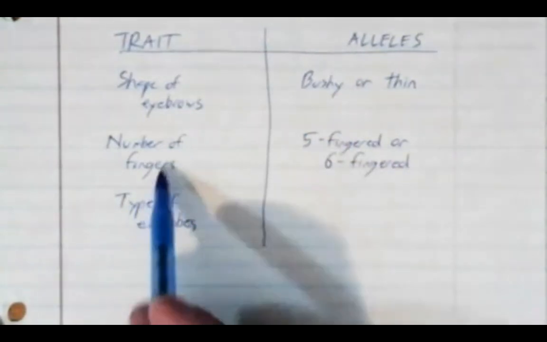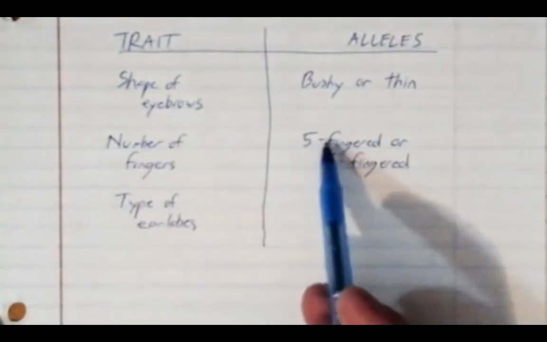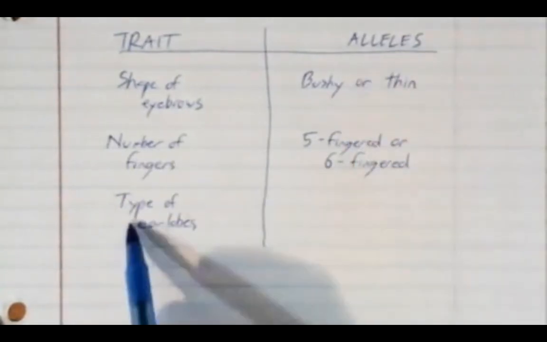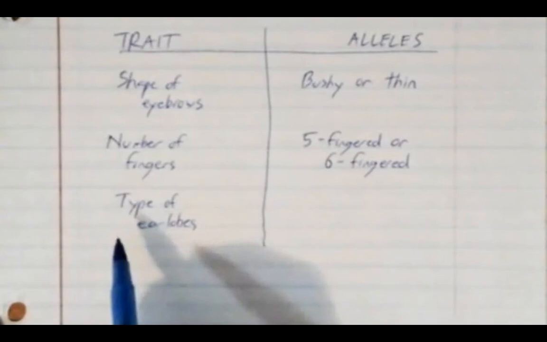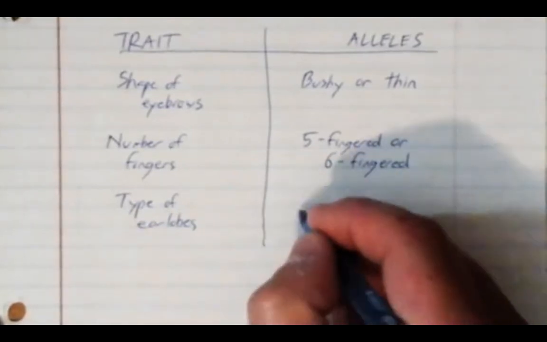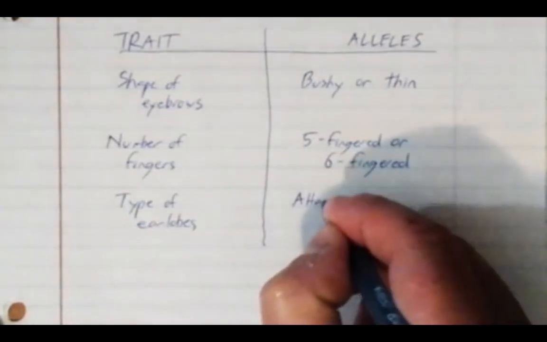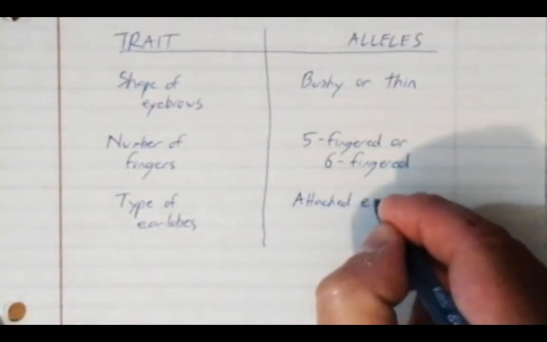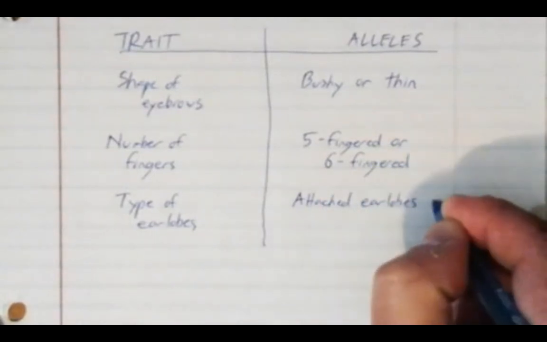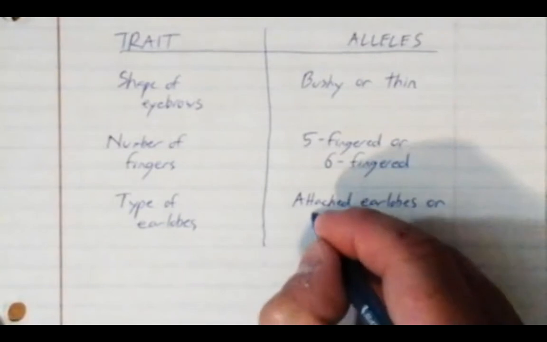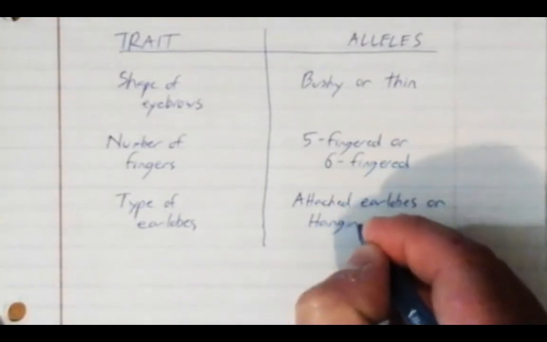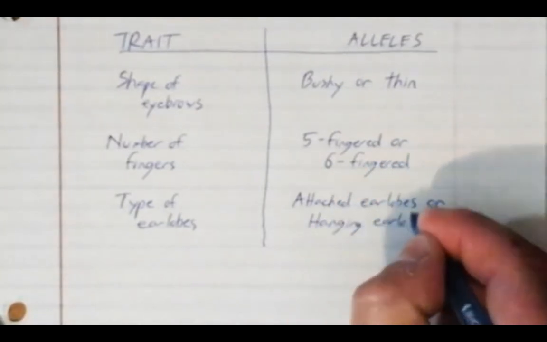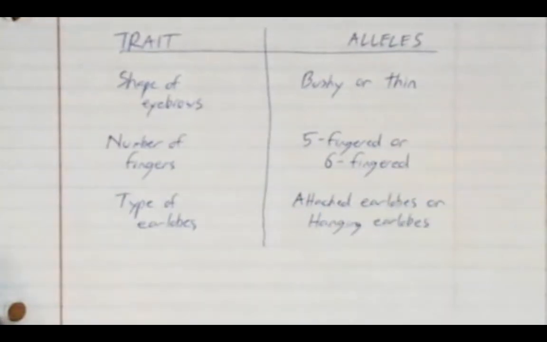Okay, again, the number of fingers is the trait, but the different options are the alleles. The type of earlobes are the trait. What are the different options? You can have attached earlobes, or you can have hanging earlobes. And so right now, you're probably reaching up to your ear and asking, which one do I have?